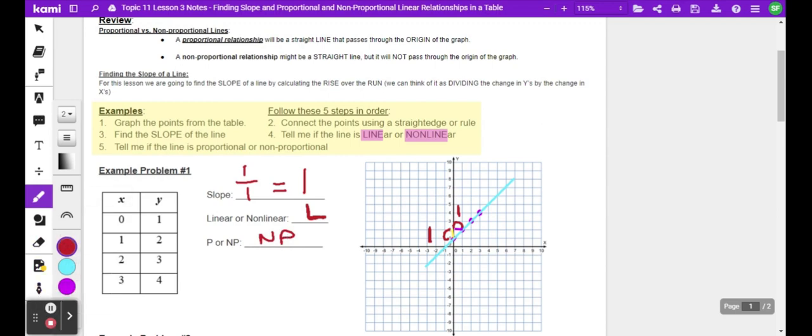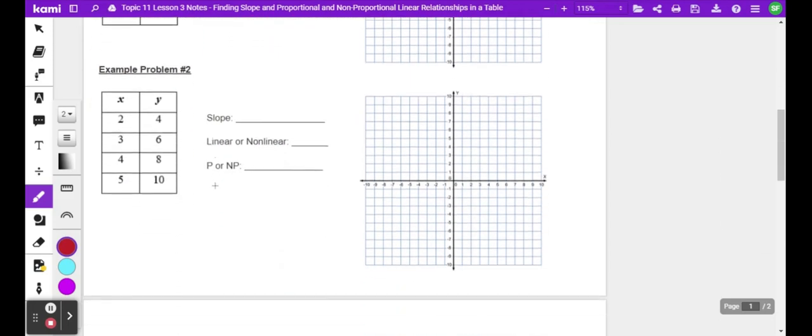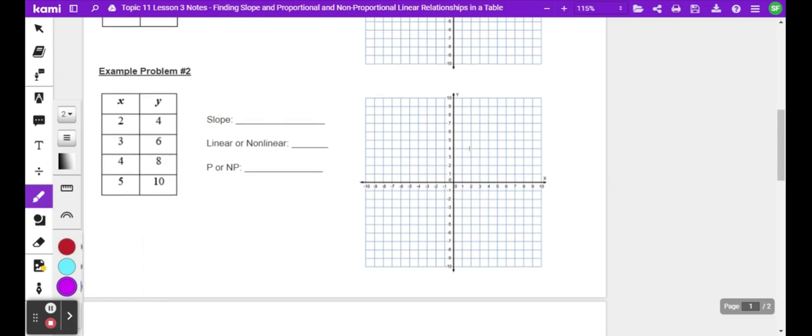Let's go ahead and look at example problem number 2. Going to do the same thing, going to graph our points, draw our line, find the slope, tell me if it is linear, nonlinear, and proportional or non-proportional. So let's graph these points. The first one is at 2, 4. So I would start at the origin, go right 2 and up 4.